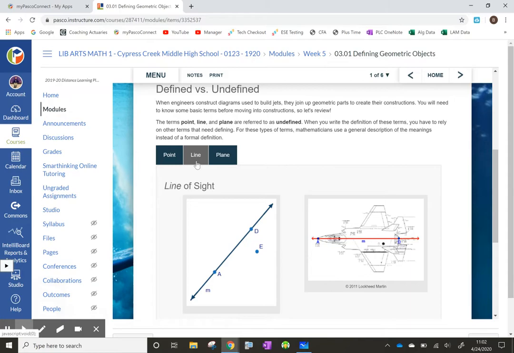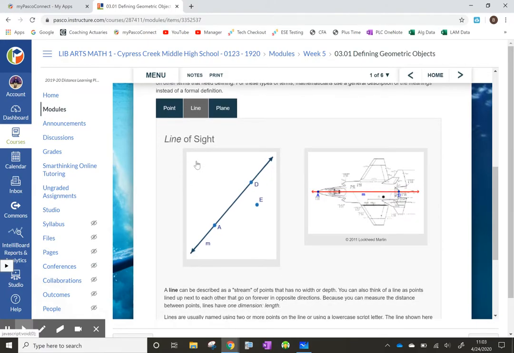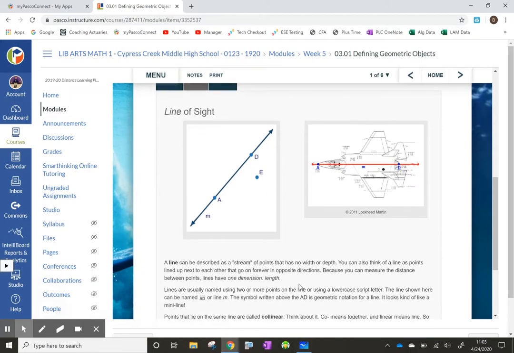A line is the second undefined term. A line is described as a stream of points that has no width or depth. So there's no thickness to it, there's no depth to it. It's just a line. It's a stream of points. So essentially it's infinitely many points all stuck together with no space in between, all the points together lining up to create a line. It is one-dimensional. Its one dimension is described as length.